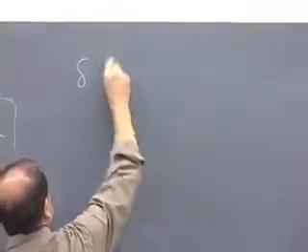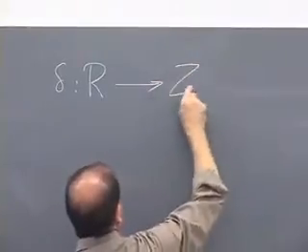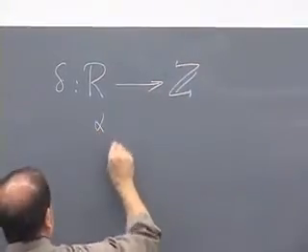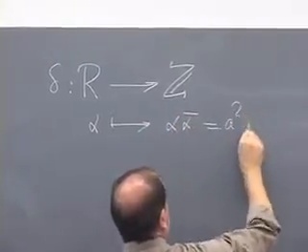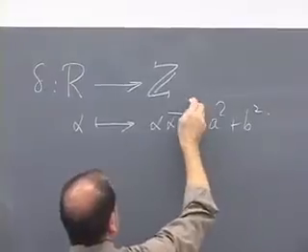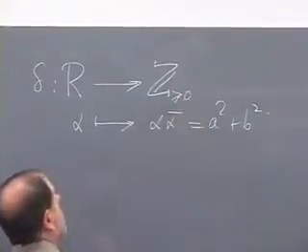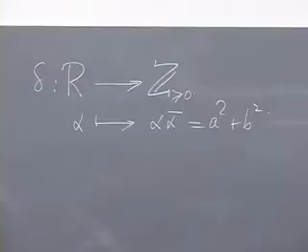So I want to make one observation about this delta function. We have this map delta from R to Z that takes an element alpha to alpha alpha bar, which is a squared plus b squared. And so in fact it goes to the non-negative integers, but never mind. Now that can't possibly be a ring homomorphism. Why, for example, can't it be a ring homomorphism? It's not additive. Very good.